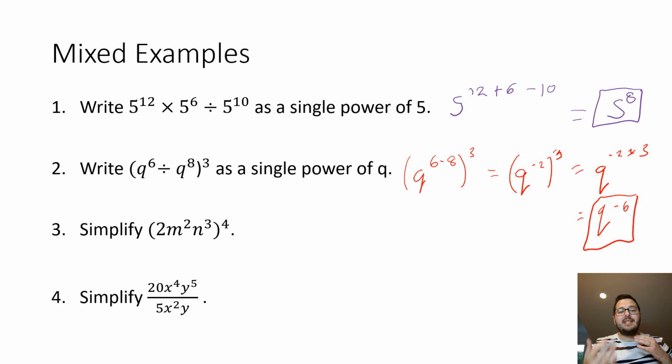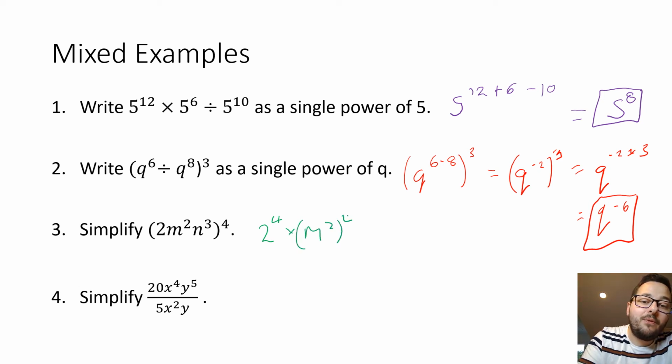Okay, so it's just mixing these things together, but it's all the same things that we've been doing already. Number two, we've got simplify 2m squared n cubed, all to the power of 4. Now when we do this, we want to power everything in the brackets by 4. So this is the same as 2 to the power of 4 times m squared to the power of 4 times n cubed to the power of 4.